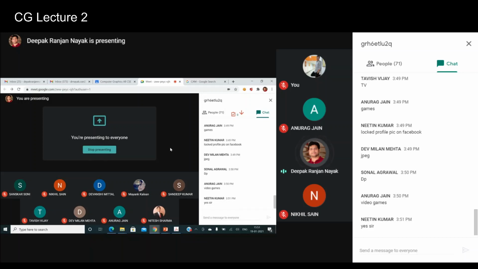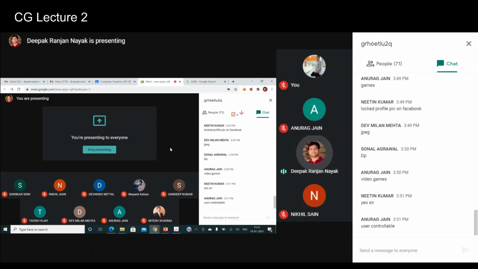Nitin, can you just explain to us why you have written this example, logged profile picture on Facebook? You are very real, we can see. But what's the reason you have written this one?